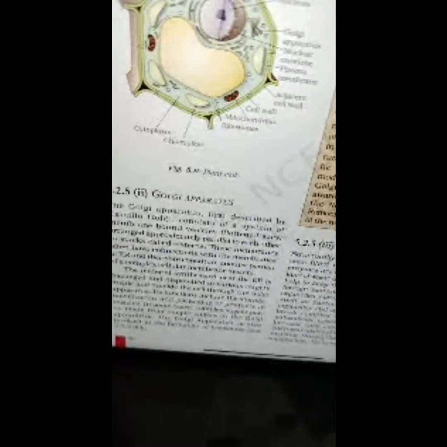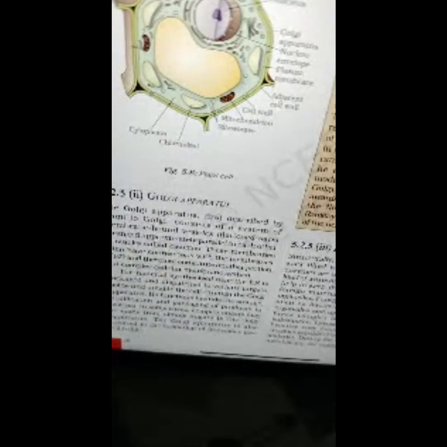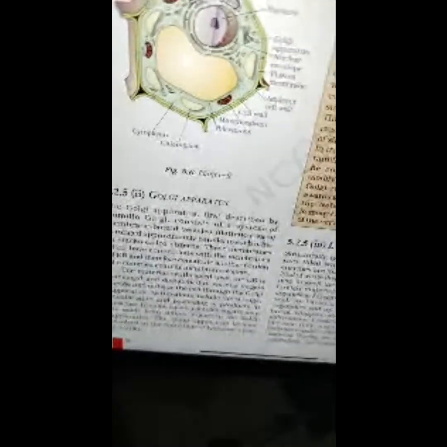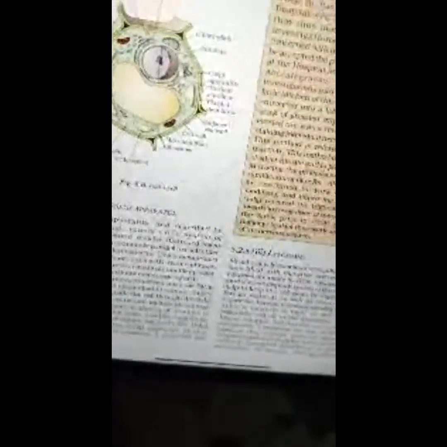In some cases, complex sugars may be made from simple sugars in the Golgi apparatus. The Golgi apparatus is also involved in the formation of lysosomes. See 5.2.5 part 3.